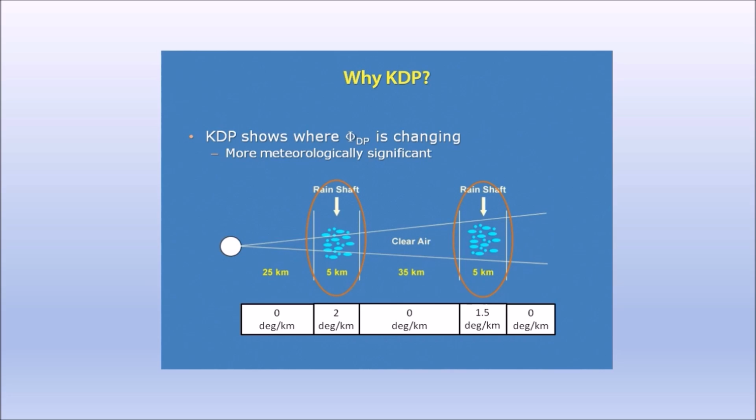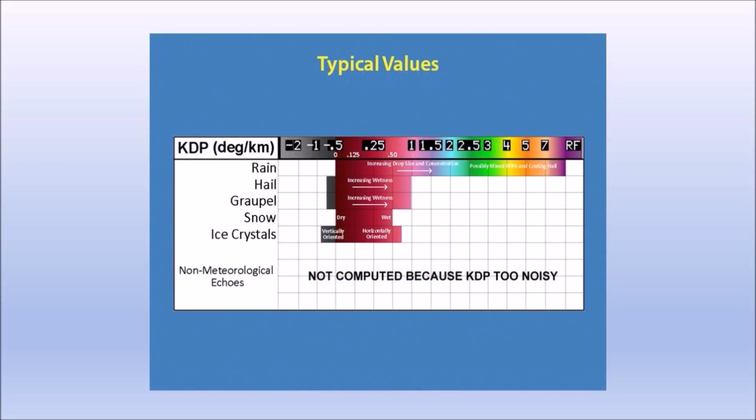As you can see, KDP is much better at giving you information about what is happening at that particular bin than is PhiDP. Typical values. Here is a chart of the typical values of KDP for the meteorological echoes listed on the left. Note that non-meteorological echoes do not have typical values listed for KDP. This is because KDP is too noisy for these targets.